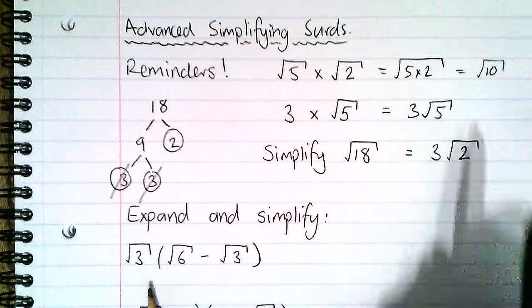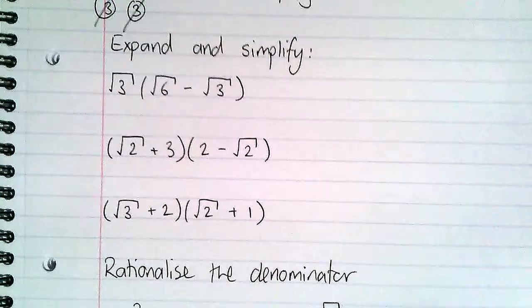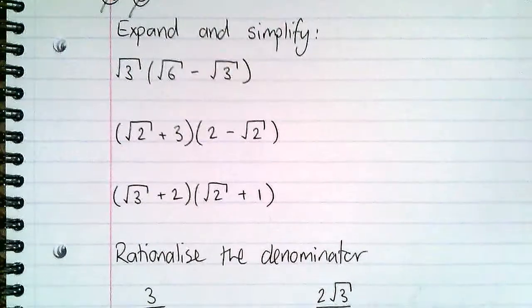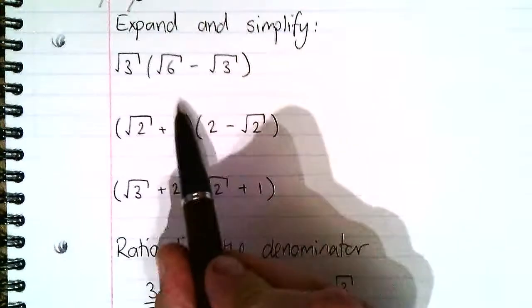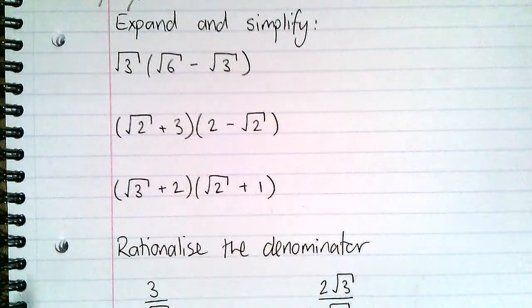So we're going to put those things into practice when it comes to expanding and simplifying. Hopefully you'll remember that from last time we looked at some examples of expanding and simplifying where I have a single bracket. Today we're going to have a look at double brackets, and then we're going to move on to this idea of rationalizing the denominator.